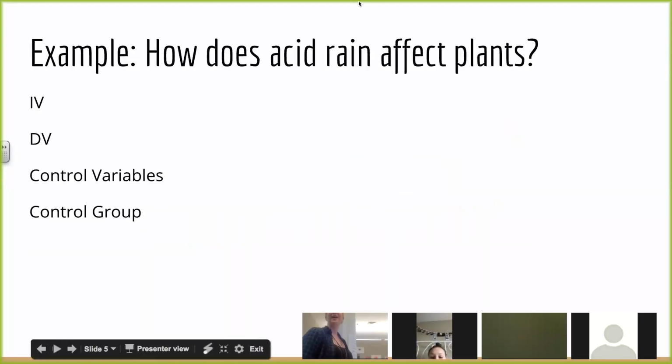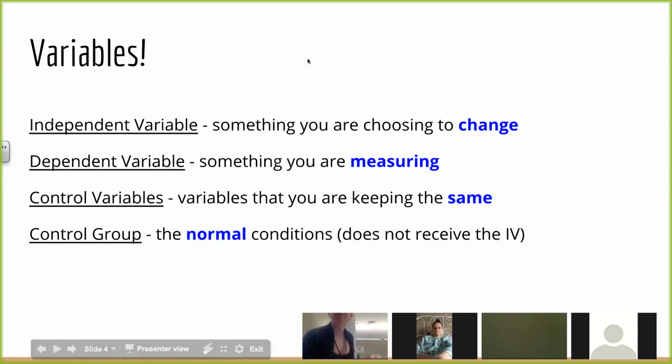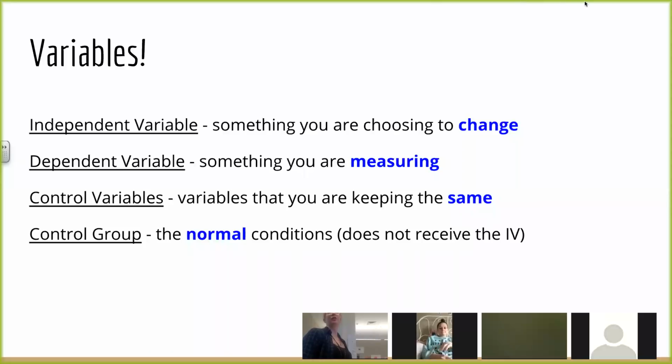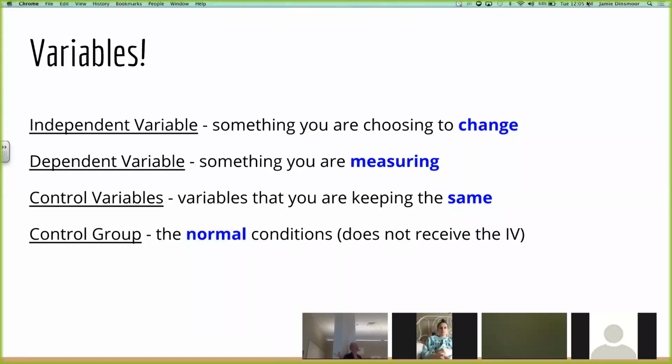Okay. So every year you probably learn about variables, right? I will say it took me probably 4 years of science in order to be able to actually understand variables. And part of it is when you try to design your own experiment, it really starts to click why these are important. So our independent variable is something that we as scientists are changing.